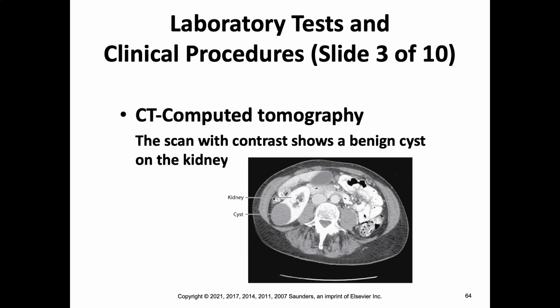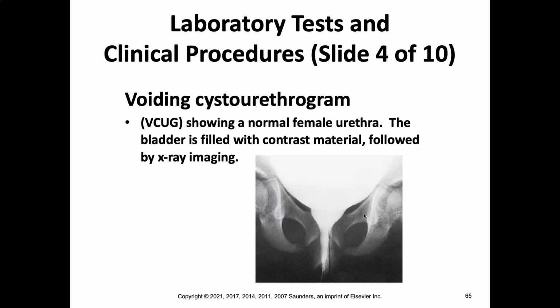So do they do CTs? Absolutely. This is a scan with contrast that shows a benign cyst on the kidney. Okay. A voiding cystourethrogram. This shows a normal female, the bladder's filled with contrast material, and they x-ray it going through to make sure everything is flowing the way it's supposed to flow.